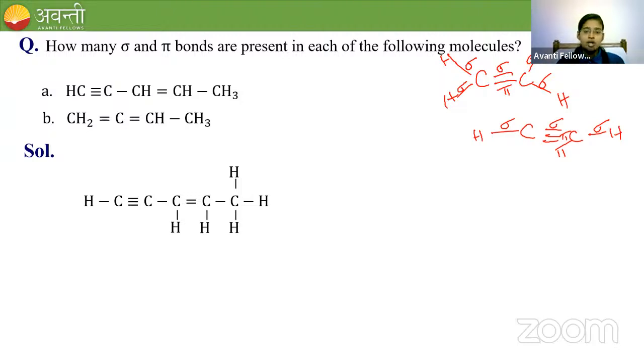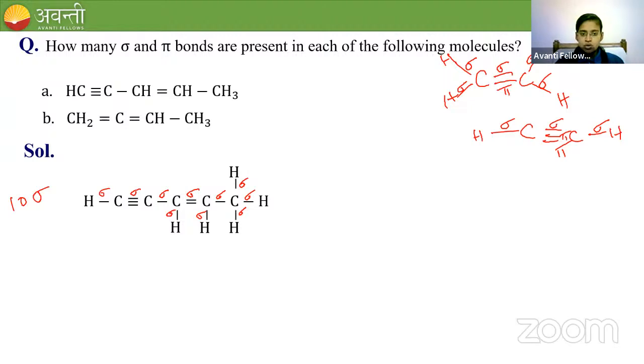Then you look for the sigma bonds. So how many sigma bonds do we have? Here I have carbon-hydrogen sigma bond 1. And in this triple bond, 1 is sigma. And here the third one. And here also carbon-hydrogen sigma. And here 1, here 1, 2, 1, 2, 3, 4, 5, 6, 7, 8, 9, and 10. So totally how many sigma bonds are we having? 10 sigma bonds.